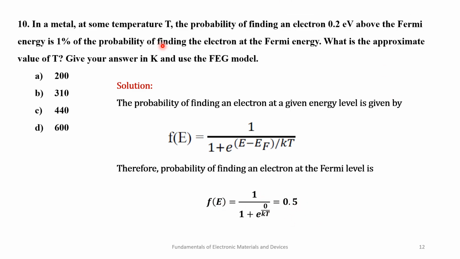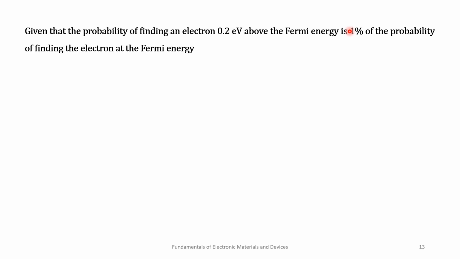Now we move on to the first condition, that is at 0.2 electron volt above the Fermi level. When E minus Ef is equal to 0.2 electron volt, that probability is 1% of this value. So 1 divided by 100 times this value is equal to the Fe at 0.2 electron volt above the Fermi level. Given that the probability at 0.2 is 1% of that at the Fermi level, and at the Fermi level we got the value as 0.5.